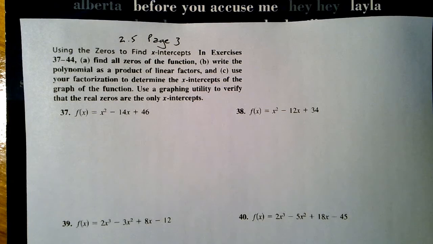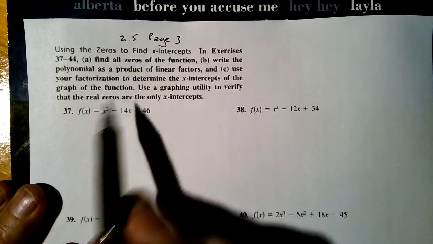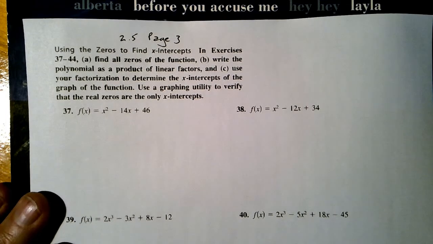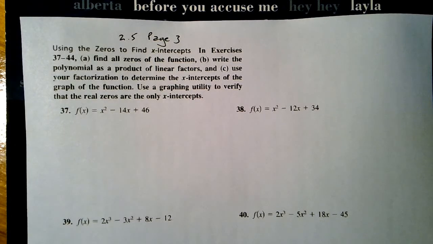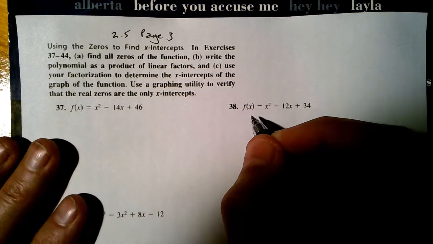Well, the x-intercepts are going to be the zeros provided those zeros are not imaginary. So they might as well just say use your factorization to determine the real zeros. But we will all perhaps already have found the imaginary zeros by then. So really nothing more for us to do here.